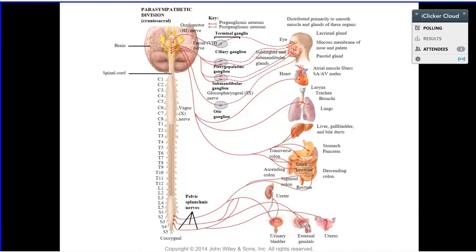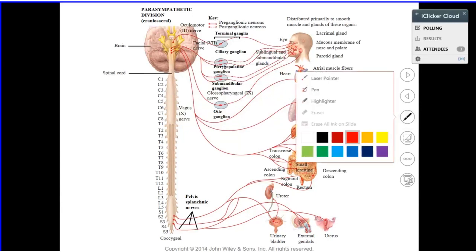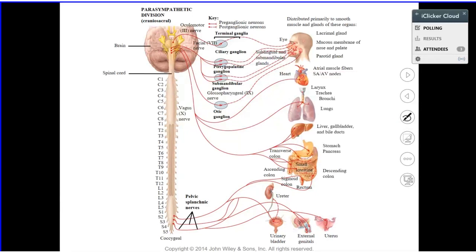What I want you to see in this picture, there's a few different things. 1, we have neurons leaving the brainstem, way up there. Do we have any neurons leaving your long portion of the spinal cord? And then we have neurons leaving the sacral region. So that's craniosacral. The other thing that you might need to look really closely for, so it might be easier to look at the screen closer to you, is we're going to have 2 neurons.